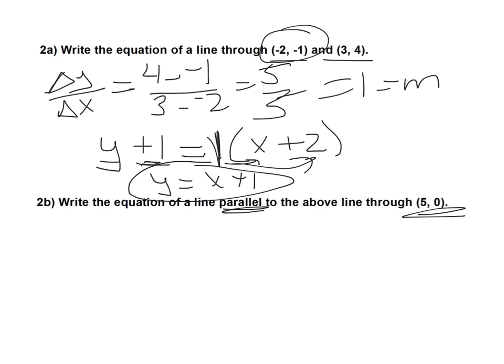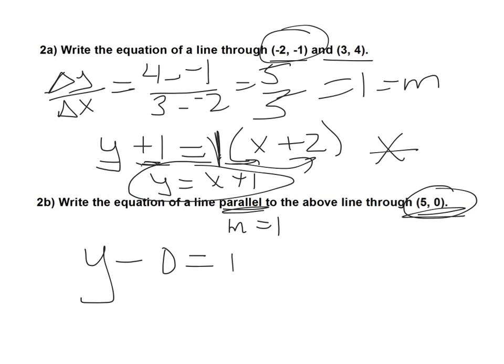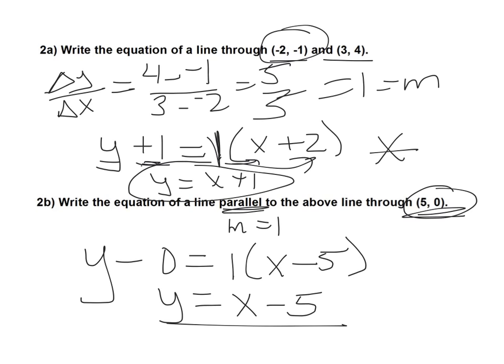Now, if it's parallel to the line above, that means the slopes have to be the same. Since this one has a slope of 1, this guy better have a slope of 1 too. This is a point that it goes through, so now y minus y1 equals m times x minus x1. Voila. Now, I don't like leaving a minus 0, so I'm going to change that, and I don't need a 1 in front of a parentheses. It's still the same, so I'm just going to simplify it to this.